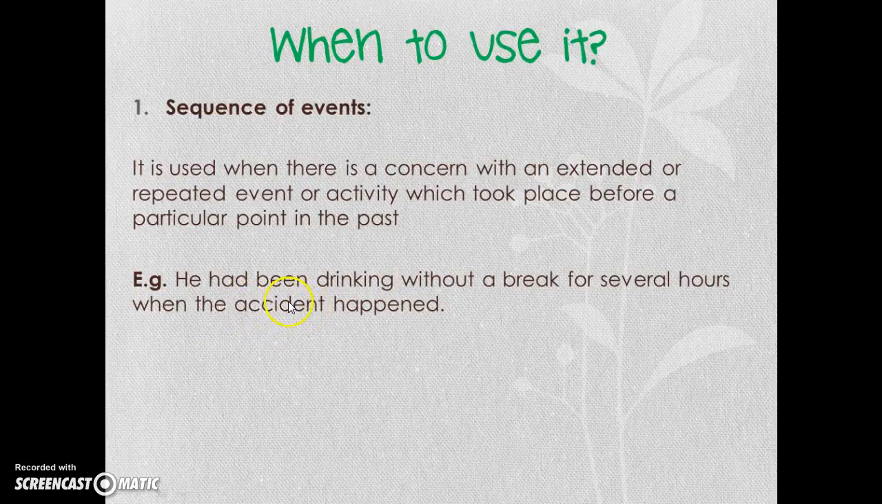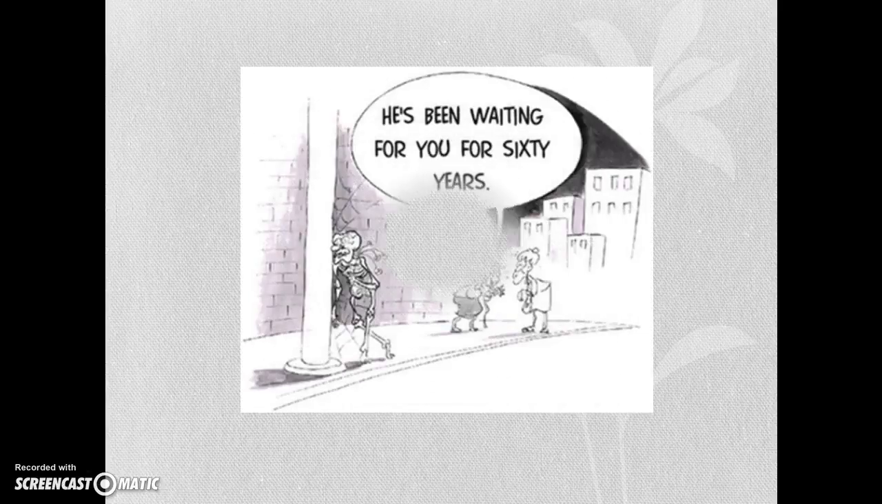What happened with the accident? It made the guy stop drinking, right? So, this tense is going to explain an extended or repeated event or activity that goes through a particular point in the past. You can see it in this example again. He's been waiting for you for 60 years. Well, hopefully this won't happen to me.